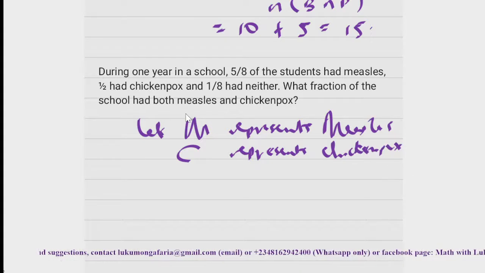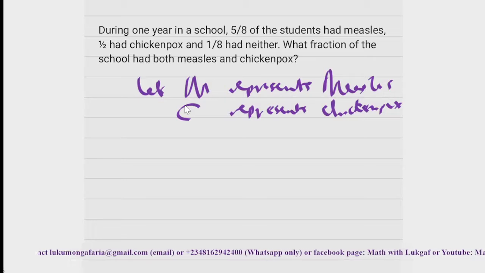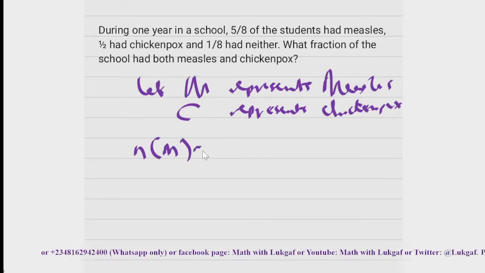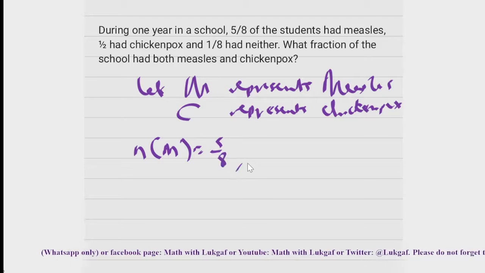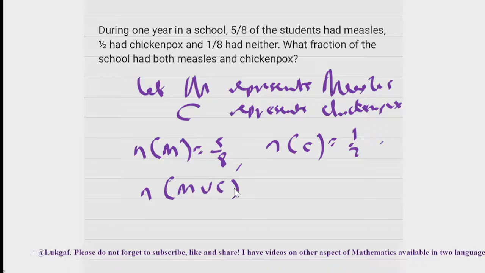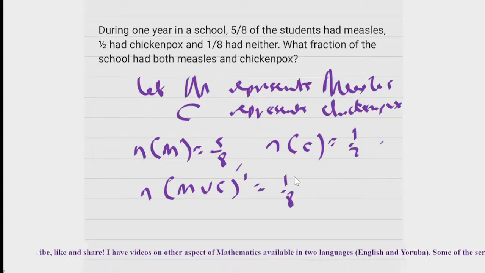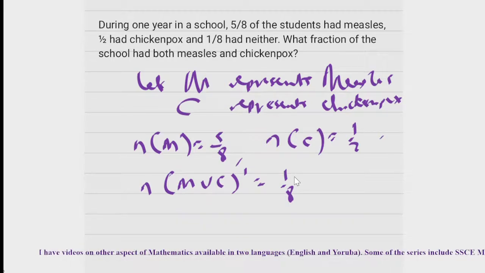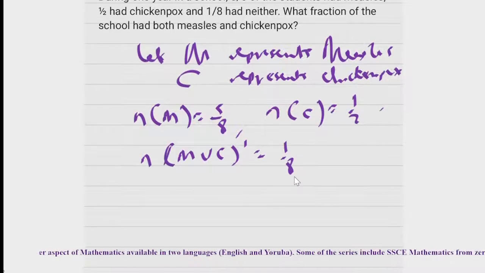Okay, now go back to the question. During 1 year in the school, 5/8 of the students had measles. That is n(M) is 5/8. 1/2 had chicken pox. n(C) is what? 1/2. And 1/8 had neither. That is the number of (M union C) complement. That is neither. That is 1/8. So what fraction of the school had both measles and chicken pox?